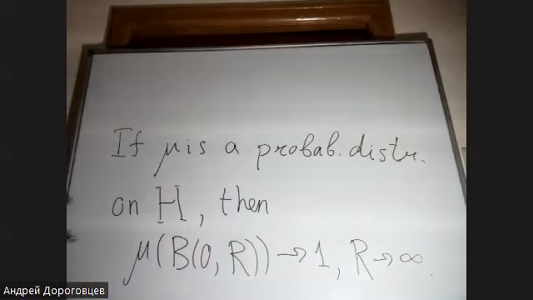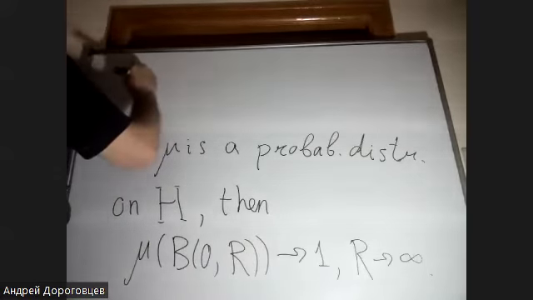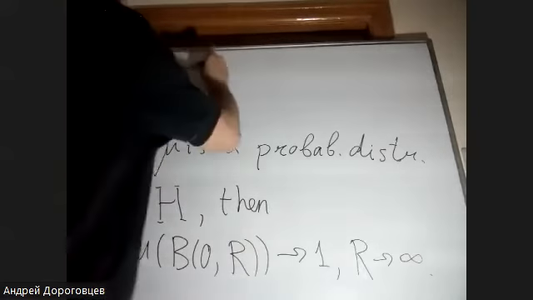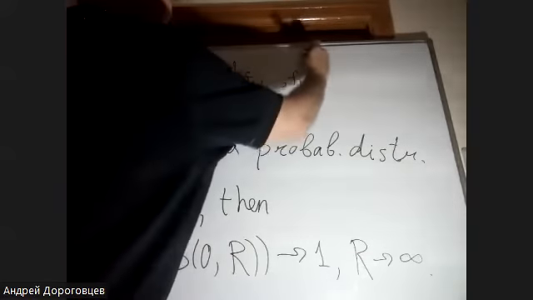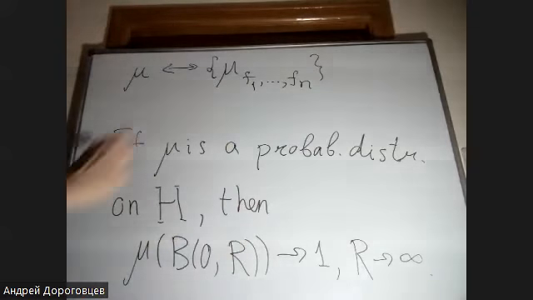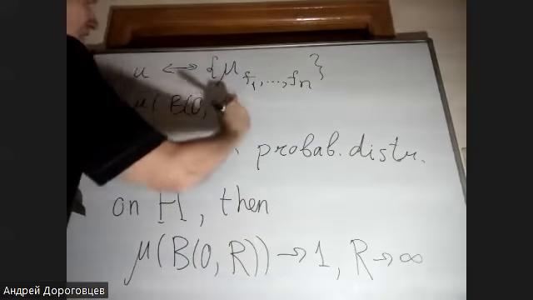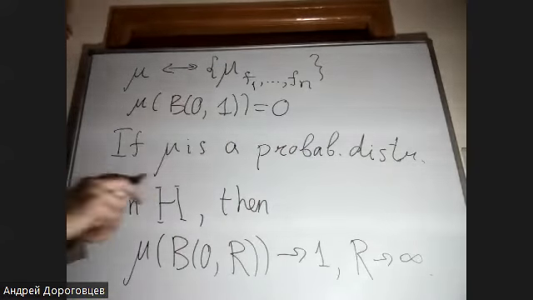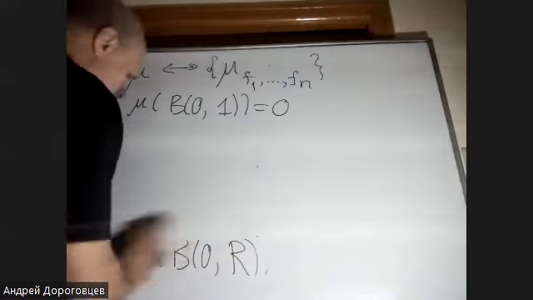I will consider only the ball of radius one. It's enough for me. So I will check now that if mu is in correspondence with our set of finite dimensional Gaussian distributions of the kind which we consider, then mu of any ball, I will consider this one, is equal to zero. But you can put here any R. And this will be the contradiction. Why is it so?